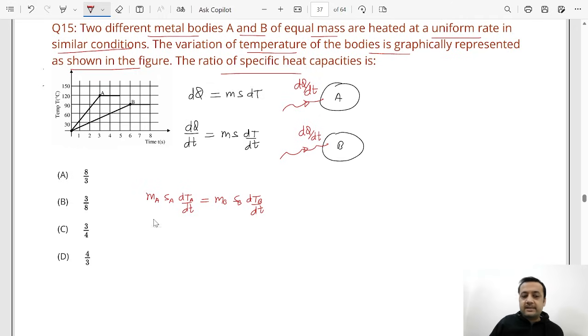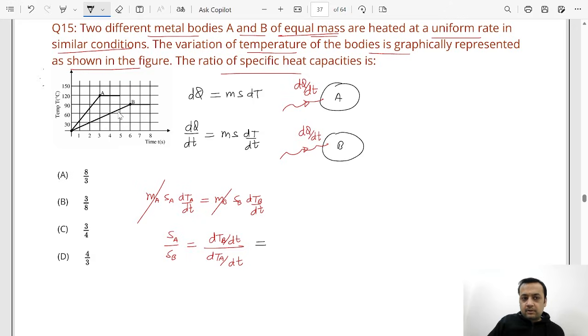Okay, because dQ by dt is the same and the mass is equal as given in the question, that means we can say that SA is to SB will be equal to dTB by dt upon dTA by dt. Now, what is dTB by dt? That is the rate of change of temperature, which is the slope of the temperature-time graph.